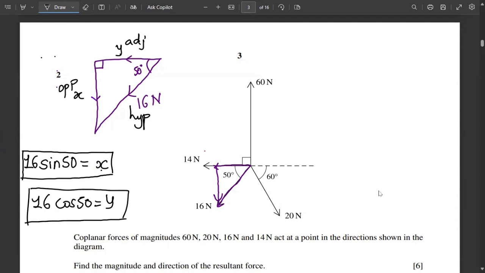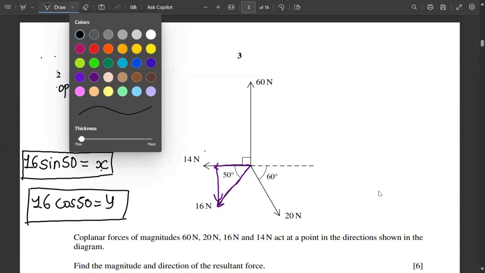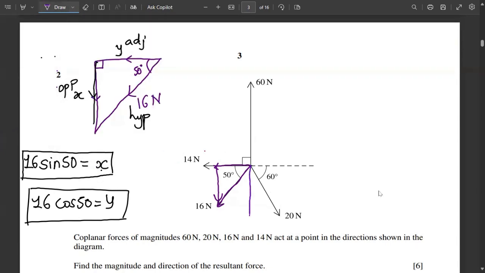Now x is the force that is acting downwards, so let me draw this downwards in purple color. So this is 16 sine 50, x. And what is this force to the left? That is y, and y is 16 cos 50. So this force to the left will be 16 cos 50.